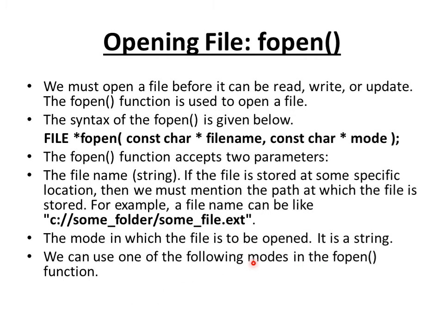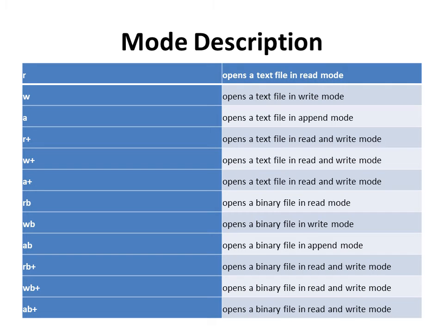We can use one of the following modes in the fopen function. Here, r opens a text file in read mode. Previously I told that I will explain what is a, what is w and all those things. Now I am explaining all those things. r is to read, in read mode. w opens a text file in write mode. w is write. a opens a file in append mode.